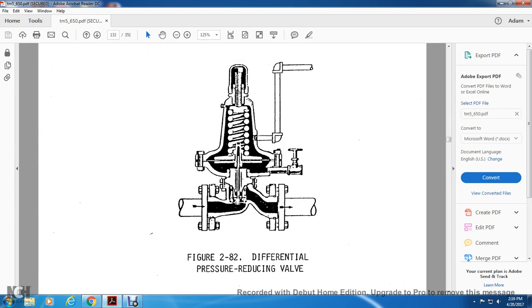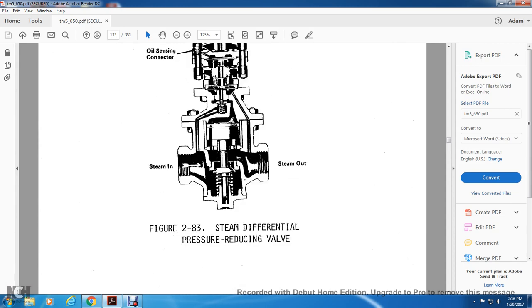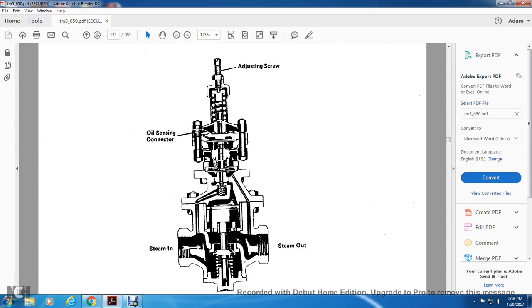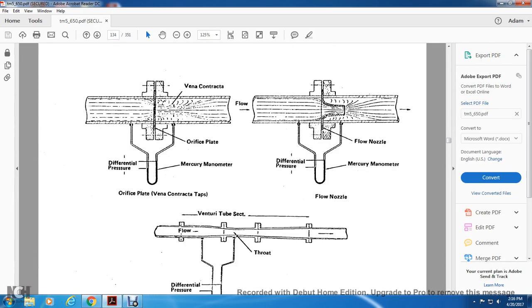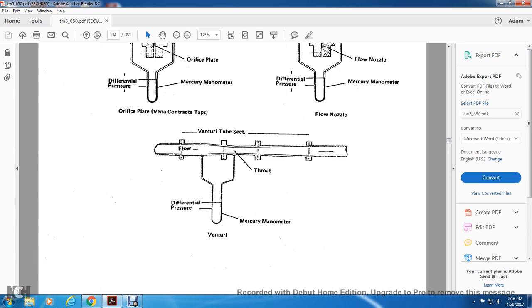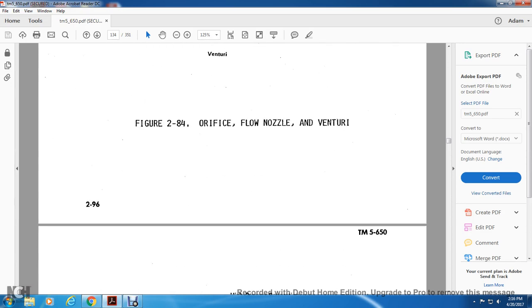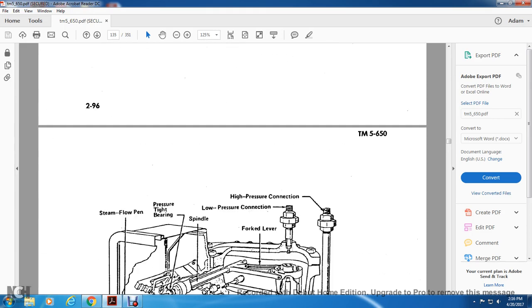Figure 282 shows the differential pressure reducing valve. Figure 283 shows the steam pressure reducing valve: adjusting screw, oil sensing connector, steam in and steam out. Orifice plate, vena contracta taps, vena contracta, orifice plate, mercury manometer, differential pressure, flow nozzle, differential pressure, mercury manometer, venturi tube, flow throat, differential pressure, mercury manometer. Figure 284 shows the orifice, flow nozzle and venturi.